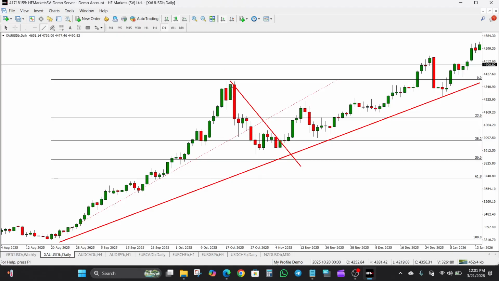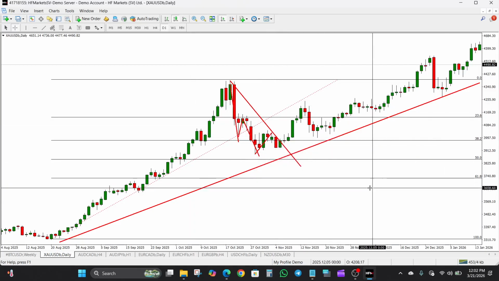We can see that within this pullback, we had lower highs and lower lows. So this was a resistance point. Price eventually broke above this resistance, as we can see here. So that was a confirmation that the bullish move was about to continue.